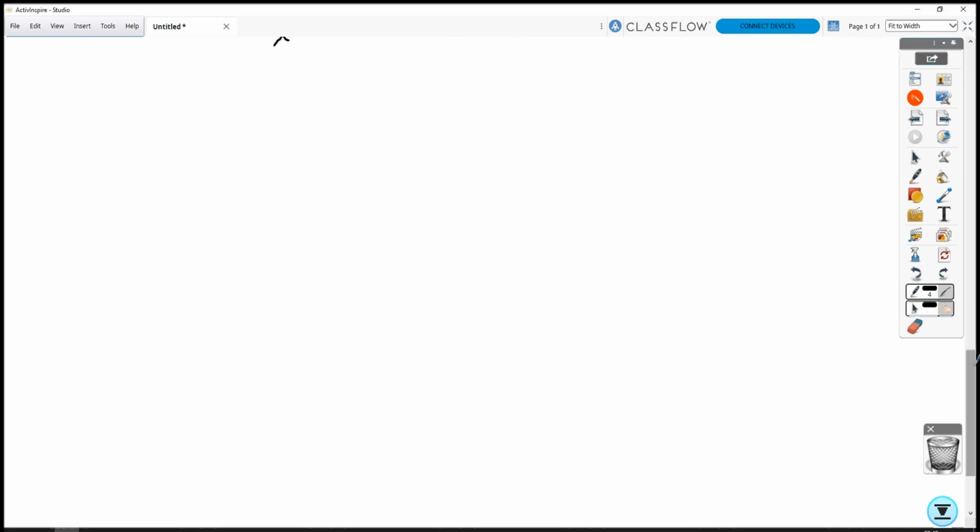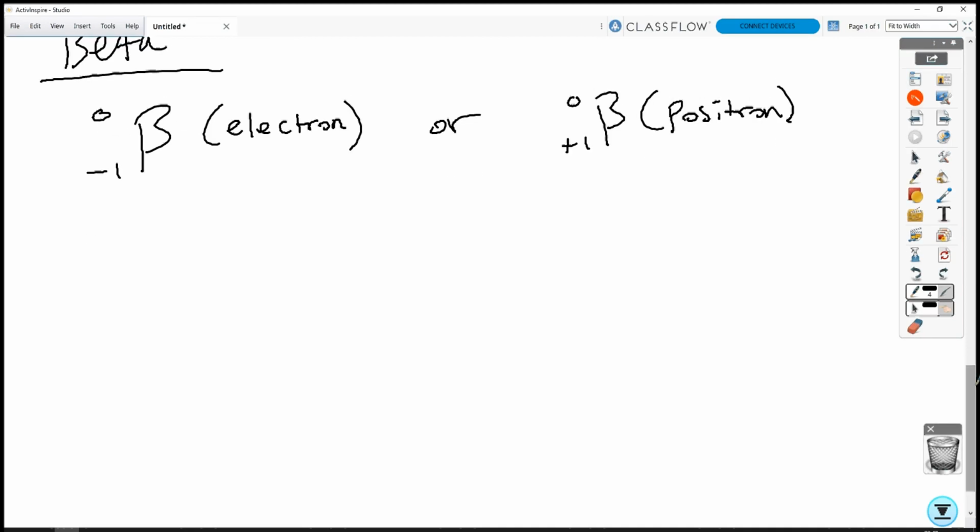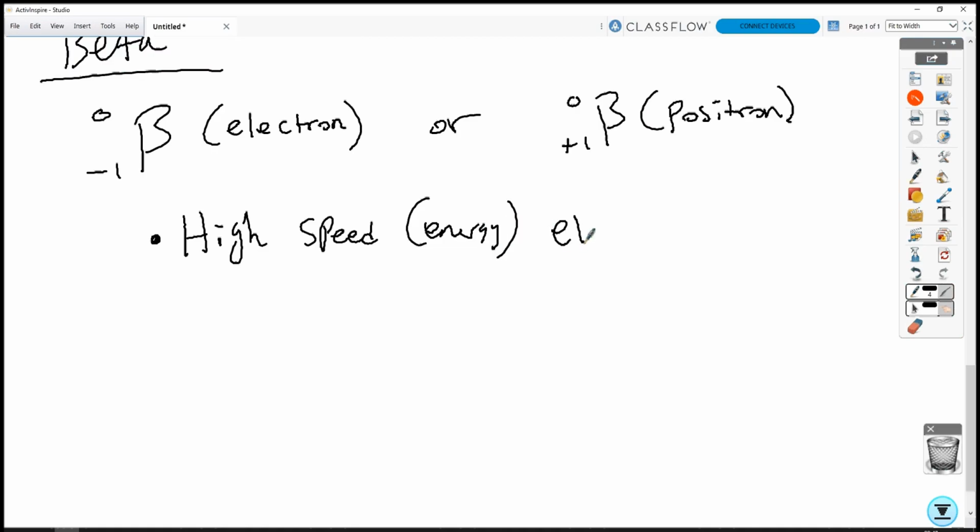Okay. Let's move on to beta. So beta could be one or two types. It could be the regular beta, beta minus, or it could be a positron, beta plus. So we've got beta minus, which is the electron, or its antiparticle, beta plus, which is a positron. So the beta particle is a high speed, which means high energy, electron or positron.